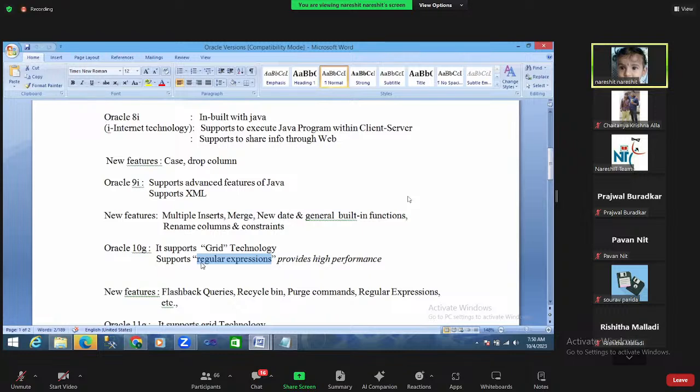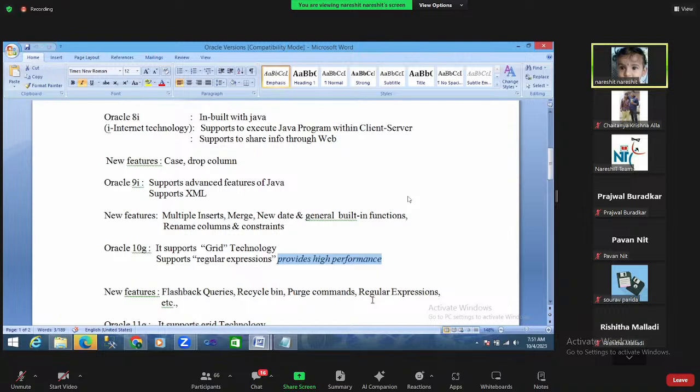But instead of those lines of code, only one single command is enough. We can check these validations by using regular expressions. That's why it provides high performance.